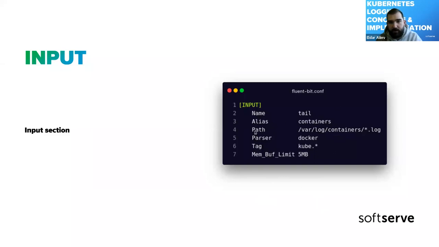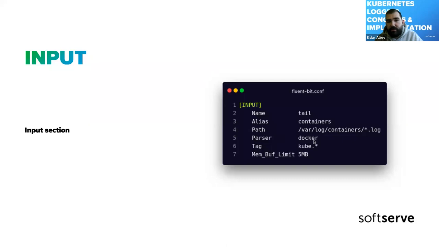Another item is the path. It's the path to the log files. You can use a specific path to some specific log file, or you can use a list of log files separated with a comma, or you can use the wildcard mechanism. Here, as we know that all Kubernetes logs are stored in the var log containers directory, we can just collect all the logs that are present in that directory.